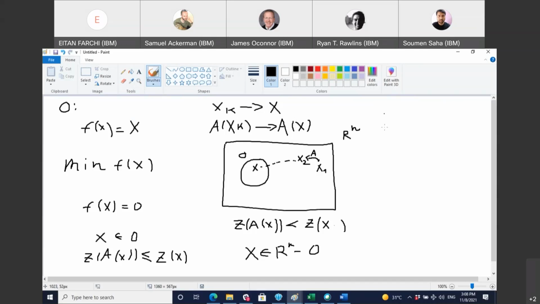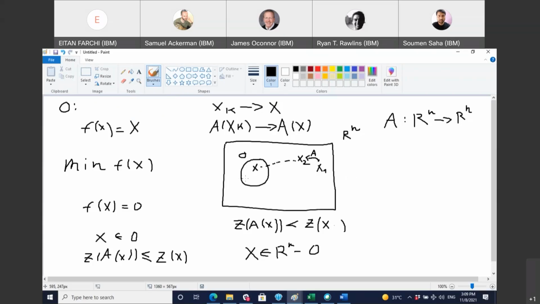So A is essentially a function from Rn to Rn, and it meets these requirements. And Z also meets these requirements. Then what I'm going to say is that this series is going to converge to the set O, if it converges.